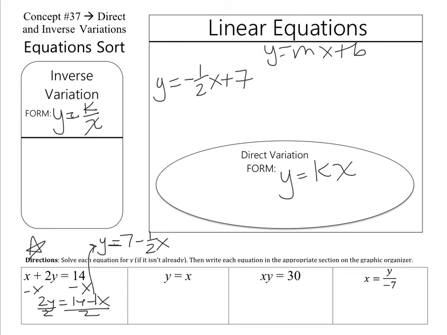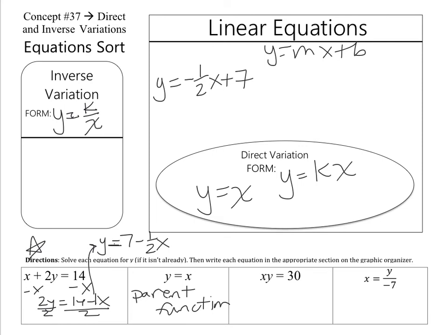So the next one, y equals x. Well, y is alone. This, remember, is our parent function. Don't forget about the parent function. That is a linear equation, but it's also a direct variation. So y equals x goes right through the origin. It has a slope of 1. So y equals x goes in the direct variation circle.